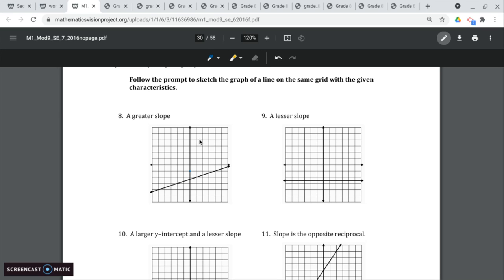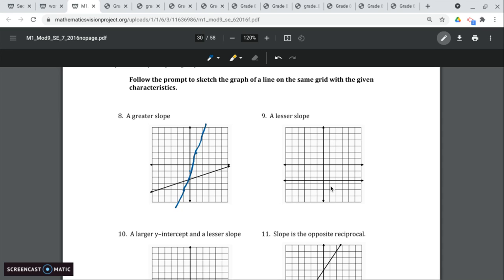So starting anywhere, it doesn't matter where we start our graph at. We're going up 1, 2, 3 over 1. Up 1, 2, 3 over 1. Down 1, 2, 3. So this line, I'm going to attempt to draw. It's a little wavy. Whoops. Sorry. So there would be our line that has a steeper slope.